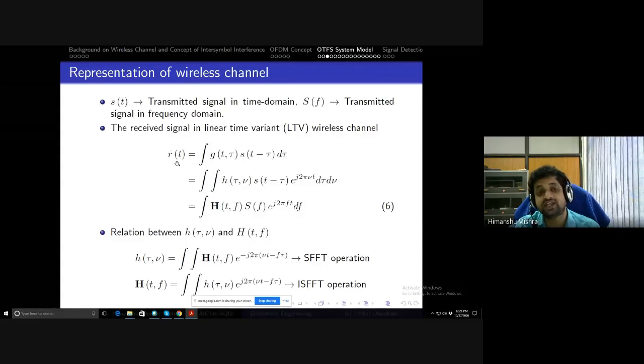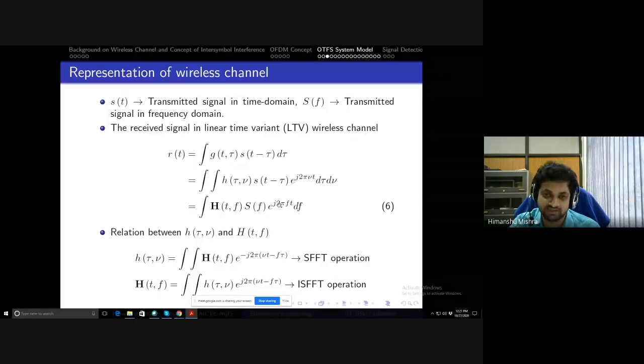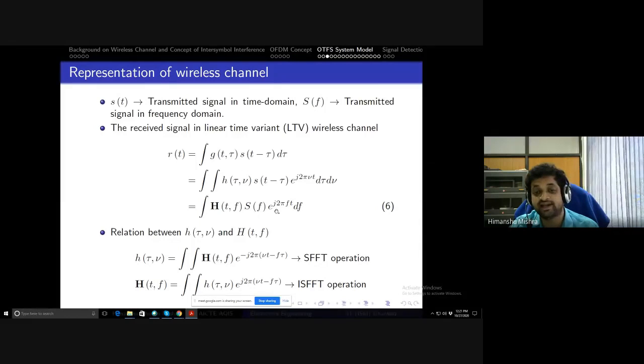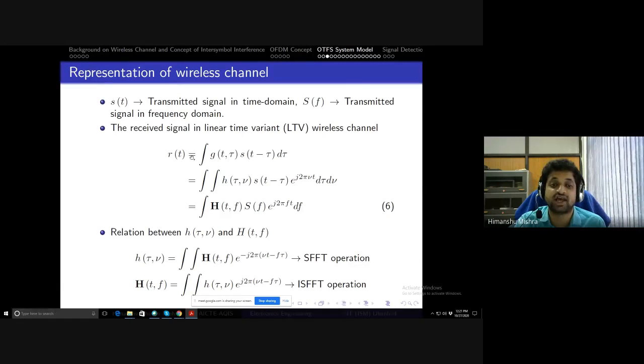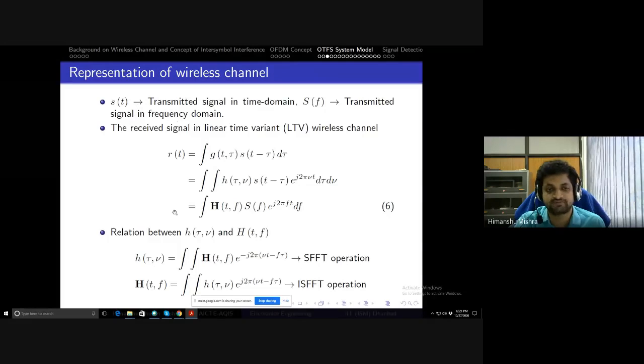The same received signal can be obtained using the time frequency domain. If you substitute the time frequency domain, you have to write in the frequency domain and take the inverse Fourier transform, multiplied by e to the power j 2 pi f t, and you will get r(t). So this is the basic signal processing point we are writing. That means using three different channel representations, I can get r(t) from the transmitted signal s(t).